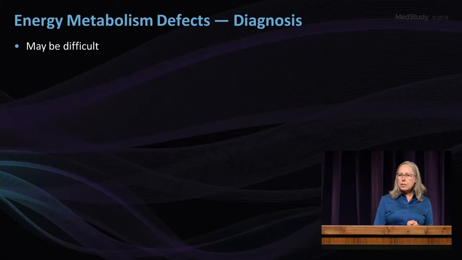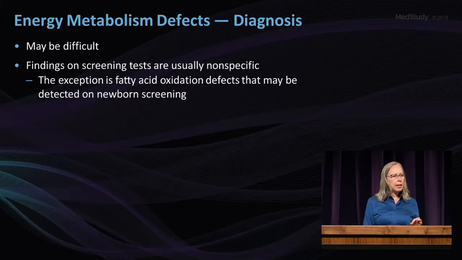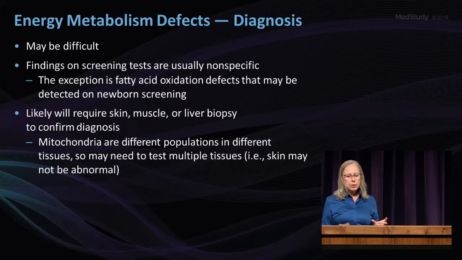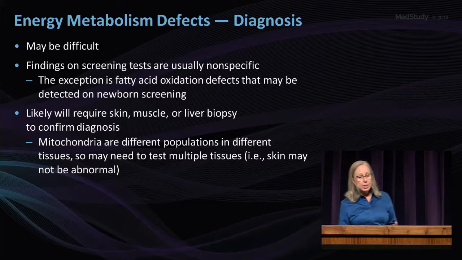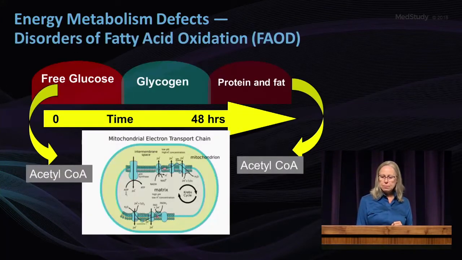The diagnosis can be difficult. Findings on screening tests are usually nonspecific, and the exception is the fatty acid oxidation disorders, where we can pick them up on newborn screening with the acyl-carnitine profile. You'll likely require skin, muscle, or liver biopsy to confirm your diagnosis, and mitochondria are different in different tissues, so you may need to test multiple tissues. So if you did a skin biopsy, that might not be normal. You may need your muscle and liver.